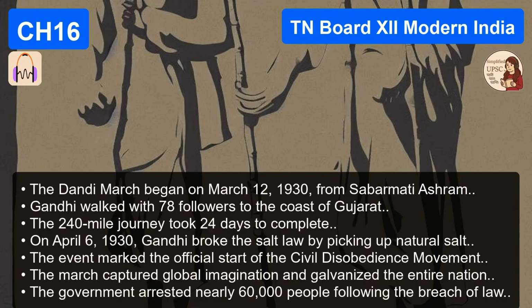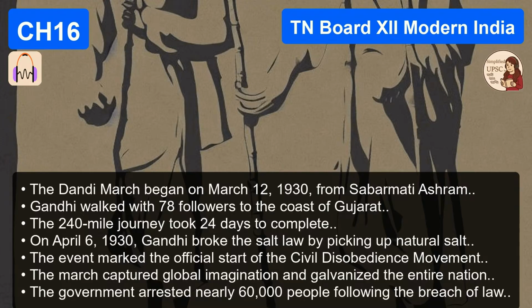It was. And the government's response was predictable, brutal repression, but also confusion. They arrested Gandhi. They arrested Nehru. Tens of thousands of people were put in jail. In fact, the Congress was declared an illegal organization. That's a point from the 2019 prelims. Consequent upon the breaking of salt law, the Indian National Congress was declared illegal.